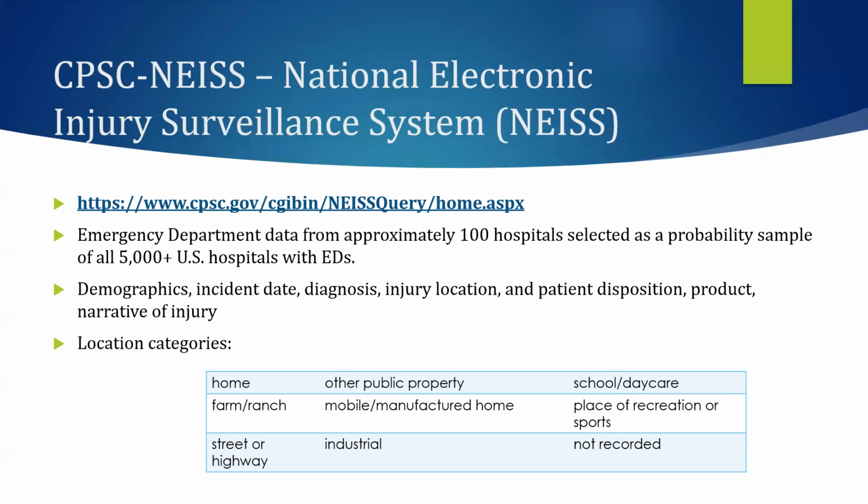NEISS data contains some valuable variables such as demographics, gender, ethnicity, incident date. It also has products listed as a variable and an injury narrative to describe the injury event. The location data in NEISS is divided into 8 categories, and there is one more category for not recorded location cases.